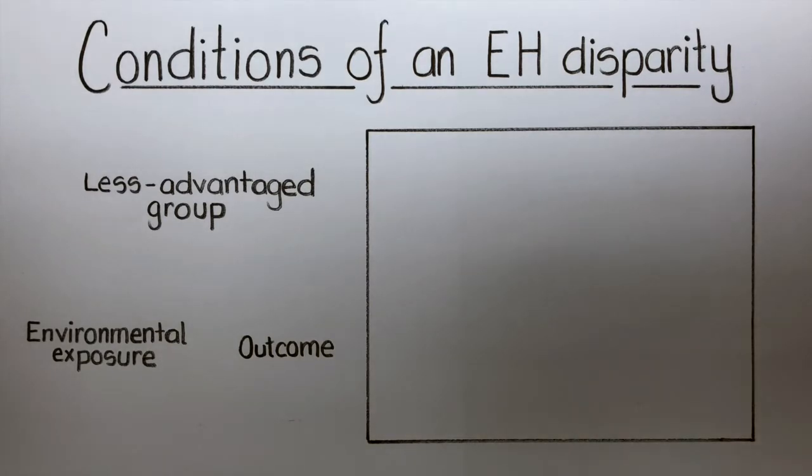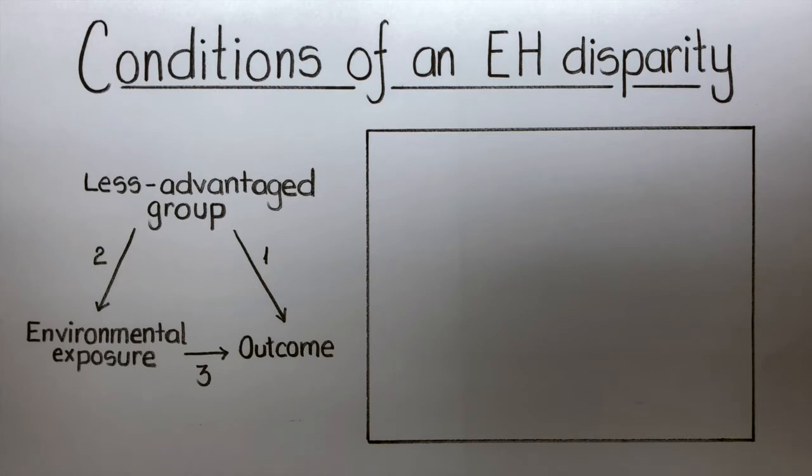There are three conditions that characterize an environmental health disparity. First, an association between the less advantaged group and the outcome. Second, an association between the less advantaged group and the environmental exposure. And third, an association between the environmental exposure and the outcome.